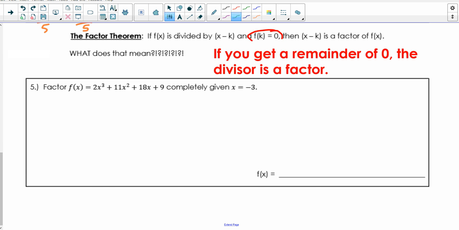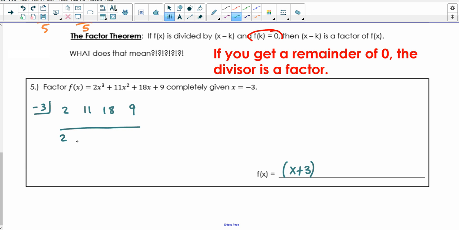Completely means I need to be able to factor it totally, so that if I were to multiply it back out, I get back to this original. So if they're telling me that x equals negative 3, that means I already know that one of my factors is x plus 3. So I can start with that. If that's one of my factors, I can use synthetic division to take this x to the third and knock it down to an x squared. And if it's x squared, I can now factor it because it's quadratic and it's easier. Okay, so I have negative 3 here. I have a 2, an 11, an 18, and a 9.